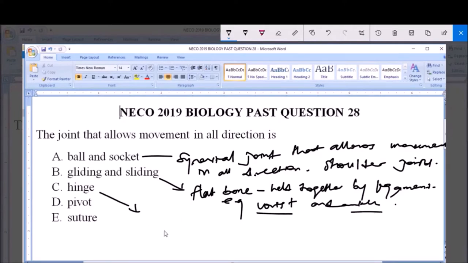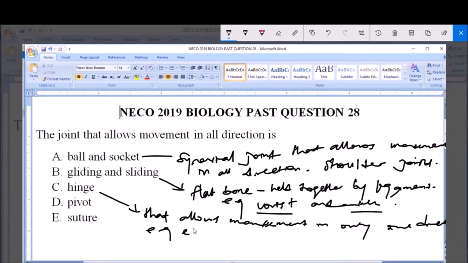Now hinge joint is also a synovial joint that allows movements in only one plane, that is, in only one direction, and that is flexion and extension. An example of this hinge joint is the elbow and knee joint. The elbow and knee joint is a typical example of the hinge joint.